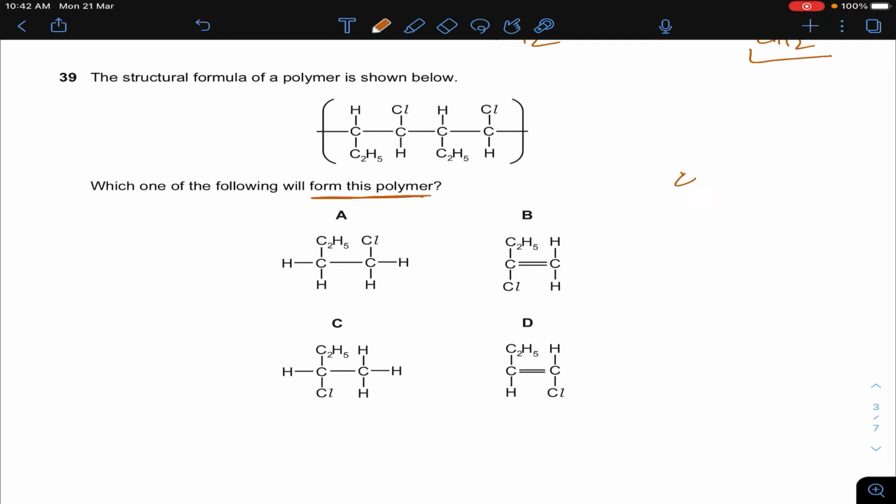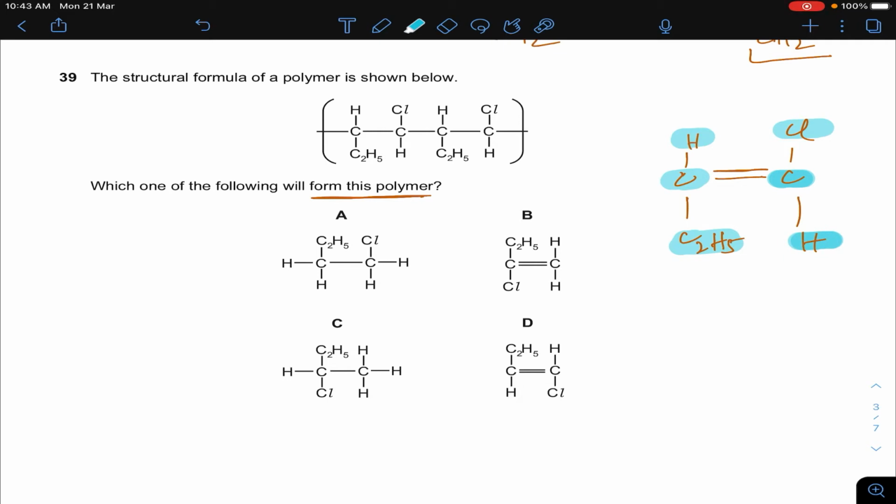So the repeat is CH, C2H5, CClH. And to find the structure of the monomer, what we have to do is place a double bond here. All right. So now let's look at this. In the structure, you can see that one of the carbon atoms is attached to a hydrogen and C2H5. The other carbon atom is attached to a chlorine and hydrogen.